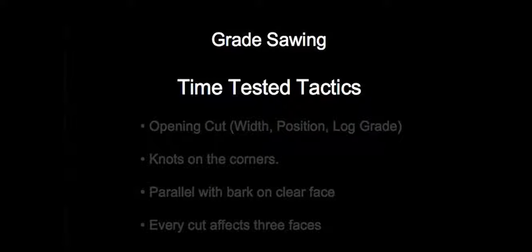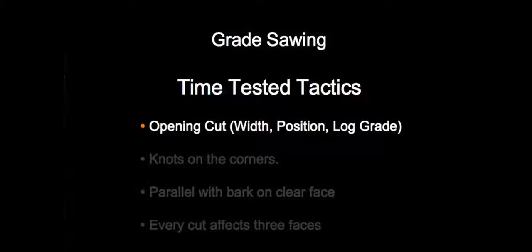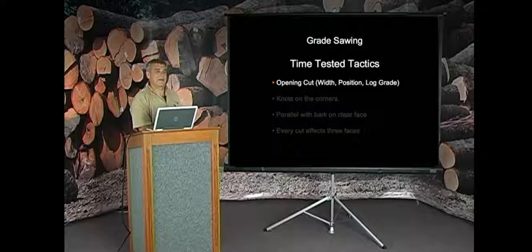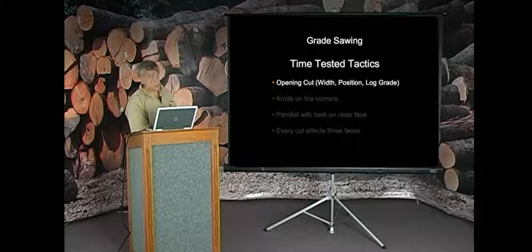Time-tested tactics for sawing for the best grade. Again, here we are with this opening cut. Very, very important. After the first cut, the second cut determines the width of board you're going to get. So most people grade sawing will open up to a 4-inch wide face. If they're dimensional sawing, a lot of times they'll only open to a 6-inch wide face because 1x6 is the smallest piece they need. But in hardwoods or grade sawing, typically you'll go a little narrower and look for 4-inch.